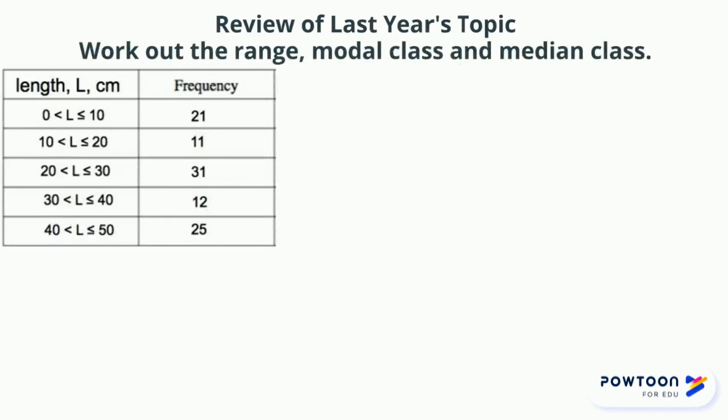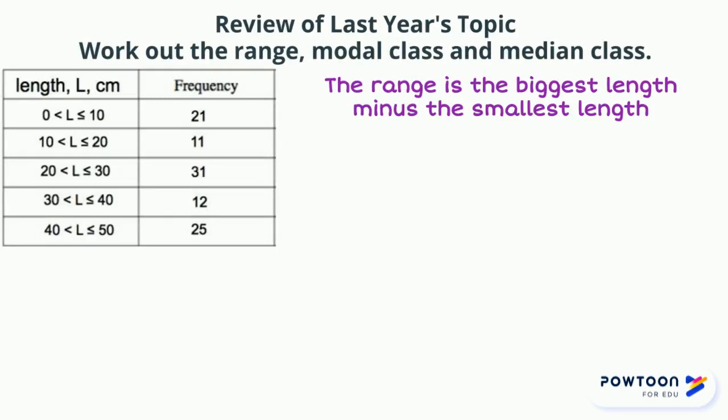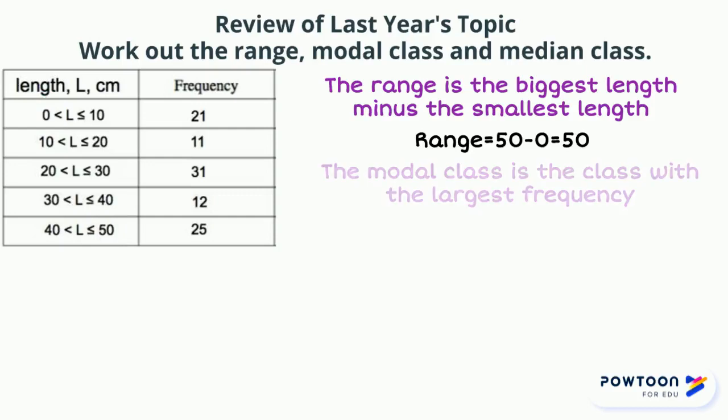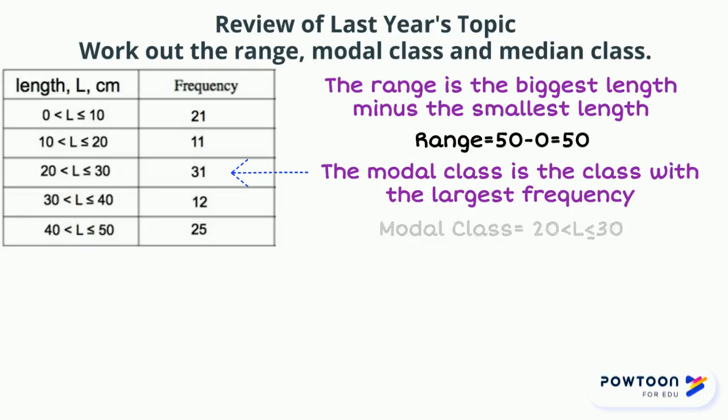Now we're going to use this frequency table to find the range, mode class, and median class. First, we'll find the range. It's the biggest minus the smallest. That means we're going to take 50, take away 0, so our range is just 50. To find the modal class, we're looking at which interval has the largest frequency. So we'll look in our frequency column and see that 31 is the largest, which is in the same row as the interval 20 to 30. So our modal class is from 20 to 30.